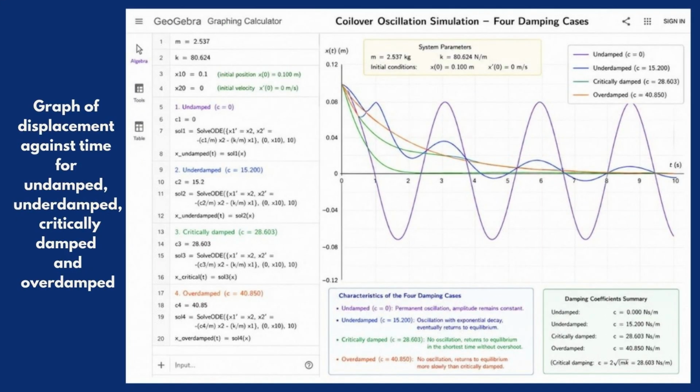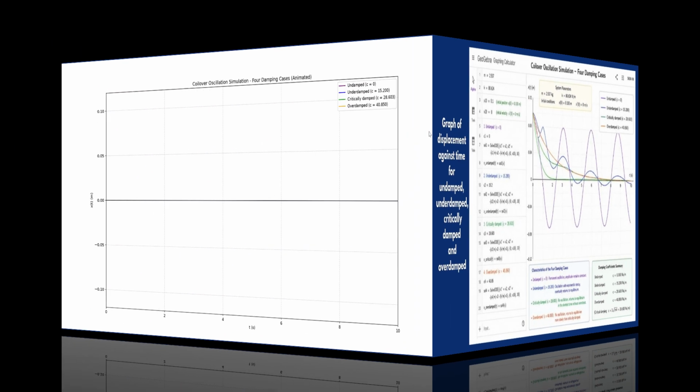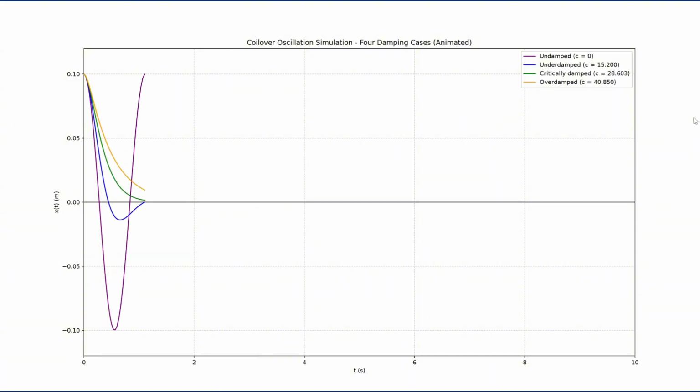I'm Danny. Now I will present the simulation results. For these simulations, we use a mass of 2.537 kg, a spring constant of 18.624 Newton per meter, an initial displacement of 0.100 meter, and an initial velocity of 0 meter per second. We only change the damping coefficient c to compare the 4 damping cases.